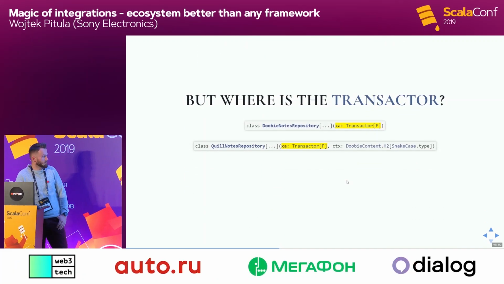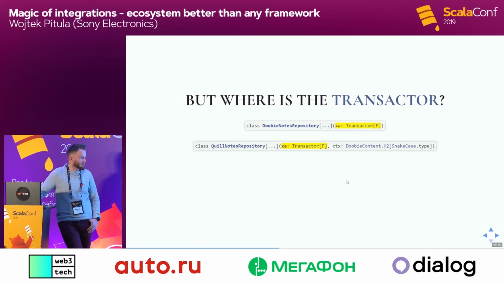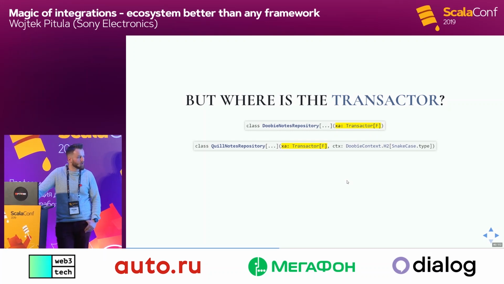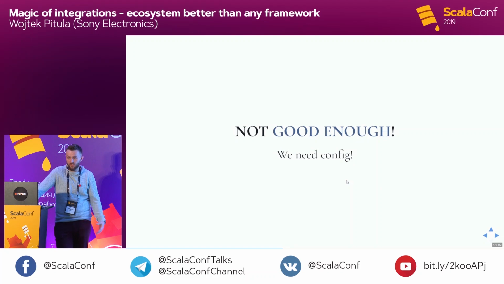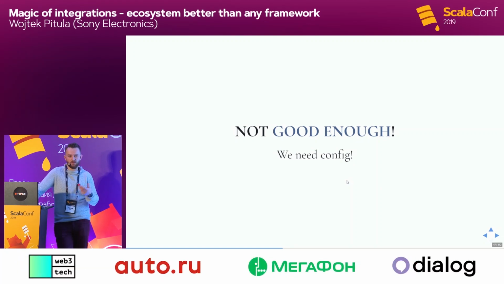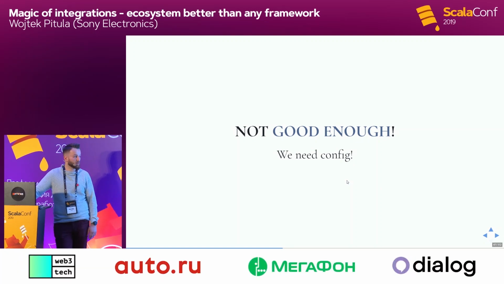But I cheated a little. I told you that we need a transactor, but I haven't told you how to create that. And it might be quite easy. You can just pass the URL there, the credentials or whatever. But in a real-world application, it's not how it's done, right? We need a configuration library. You want to pass it from the external world, probably, not to hard code passwords in your code.